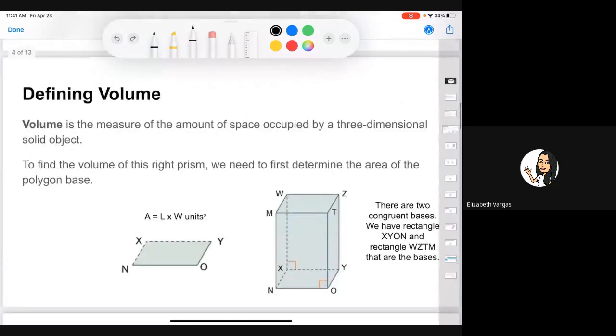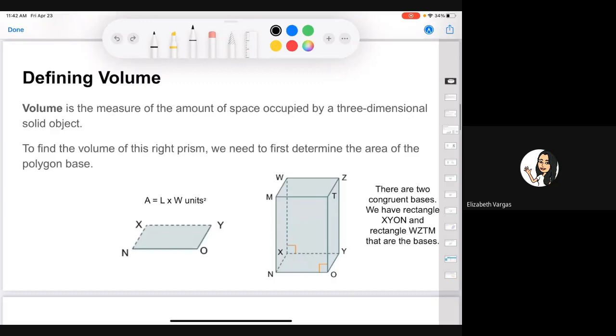Okay, so now we're going to look at how to find the volume of these things. Well, volume is the measure of the amount of space occupied by a 3-dimensional solid object. So basically the inside part, that would be considered our volume. To find the volume of a right prism, the first thing we want to do is identify the area of the base. So in this instance, the bases would be these 2, the top and the bottom. And so we want to find the areas of those bases.